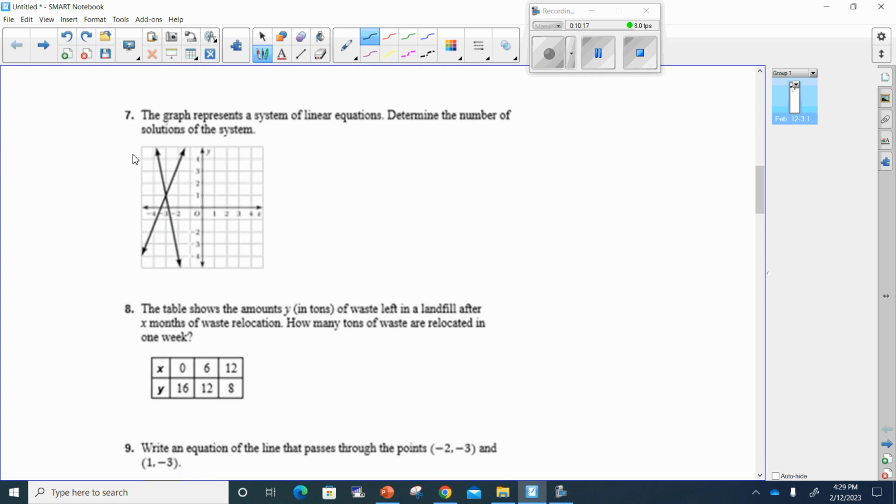All right, number 7, the graph represents a system of linear equations. Determine the number of solutions of the system. So we're looking for one solution, no solutions, or many solutions. This represents one solution because the lines here meet at one spot. So this is going to be one solution.